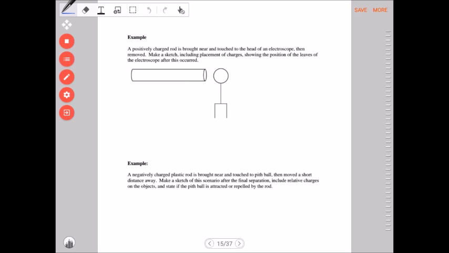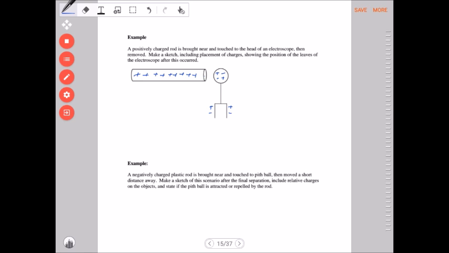Okay, so for an example, a positively charged rod is brought near and touched to the head of an electroscope, then removed. Make a sketch, including the placement of charges, showing the position of the leaves of the electroscope after this has occurred. Okay, so we have a positive charged rod, and a neutral electroscope. Now these are not the same size, so we don't even have any numbers to figure out an average. But what happens? This guy is neutral, so he's got positive, negative, negative, positive, positive, negative, positive, negative, that kind of thing. So we've got the same number of positives as we do negatives.